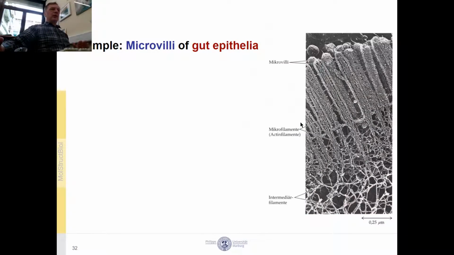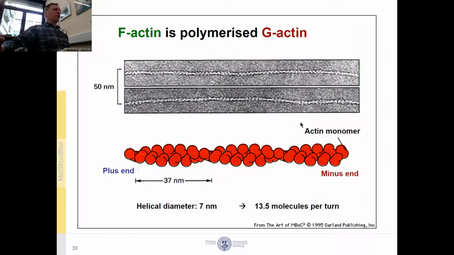We also have them here in gut epithelia. I just flip over this. Actually, there's something in German written. Let's go to F-actin, or to actin. F-actin is the polymerized form of globular actin, G-actin. The architecture is a bit simpler because we only have now something like two protofilaments which are forming this kind of F-actin. You see this one and the other one. They are intertwined with each other.